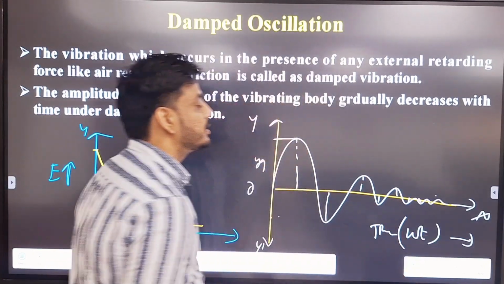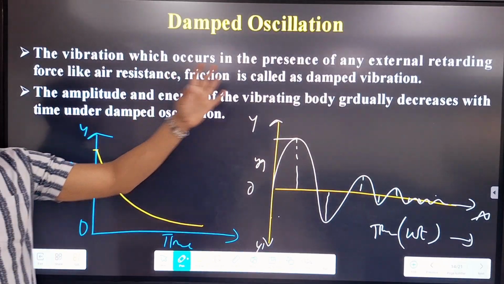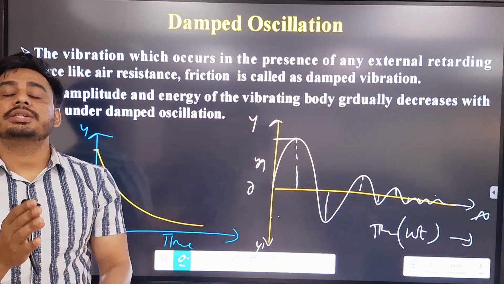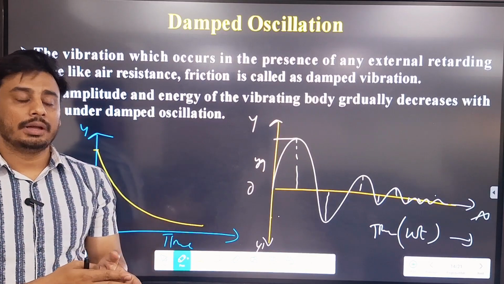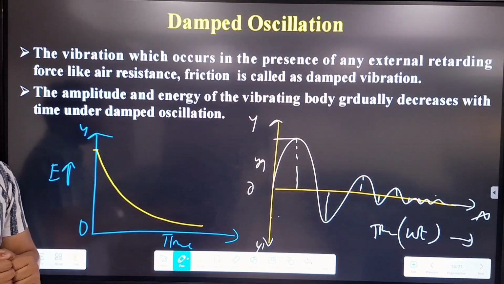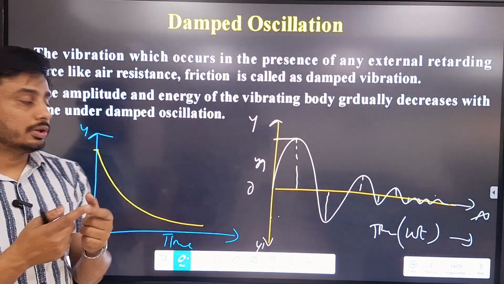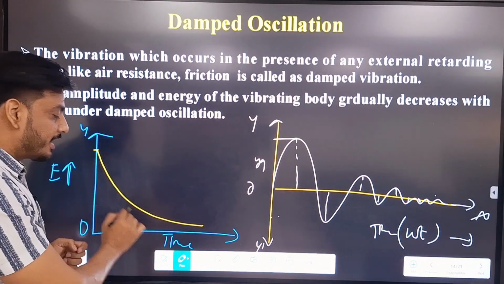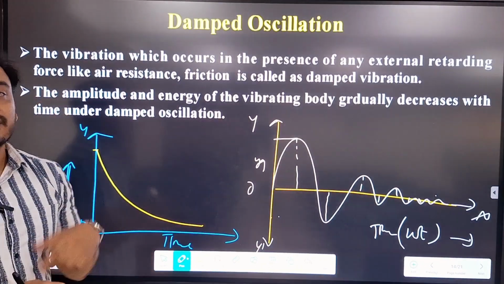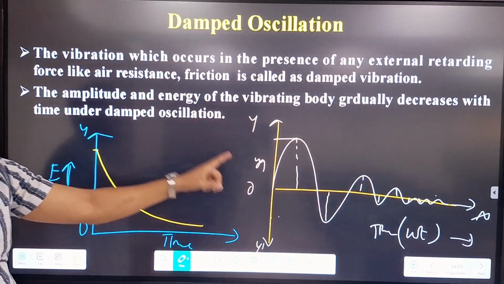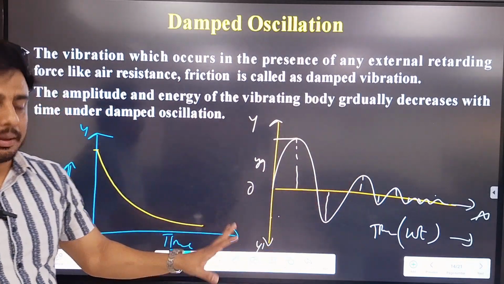So this is the difference between a damped oscillation and an undamped oscillation. Undamped means free, where the body vibrates in the absence of any retarding medium. Damped means the body vibrates in the presence of some retarding medium. In the undamped case or free vibration, the total energy always remains constant, but here energy decreases exponentially with time. In the undamped case, the amplitude remains constant. In damped vibration, the amplitude gradually decreases with time.